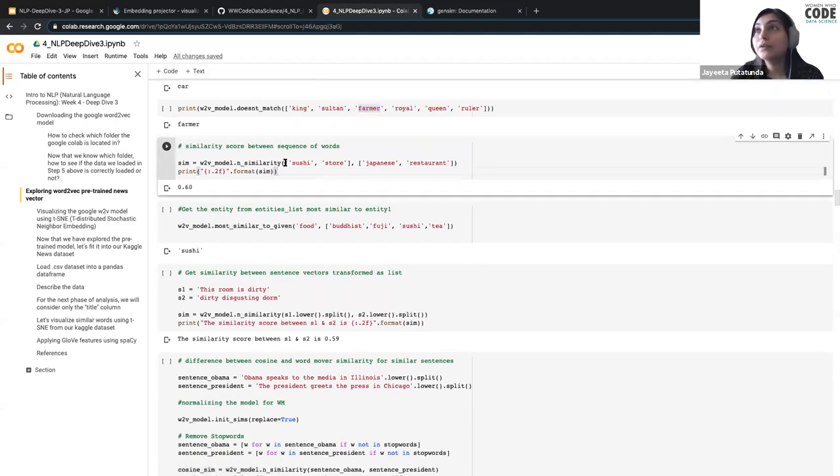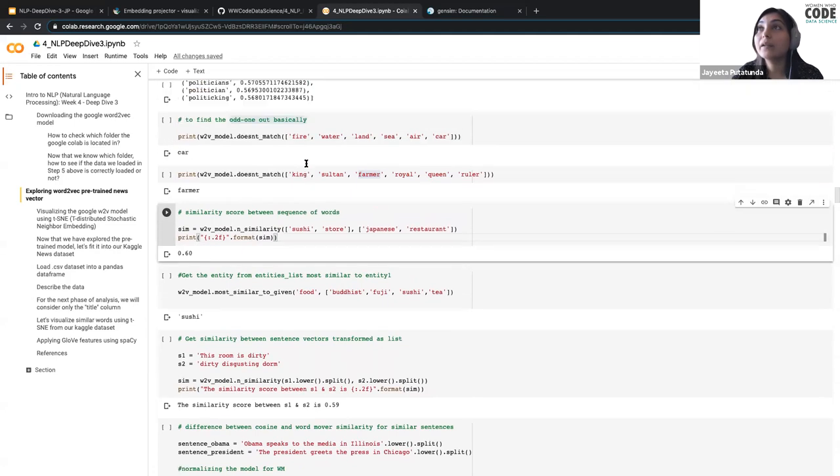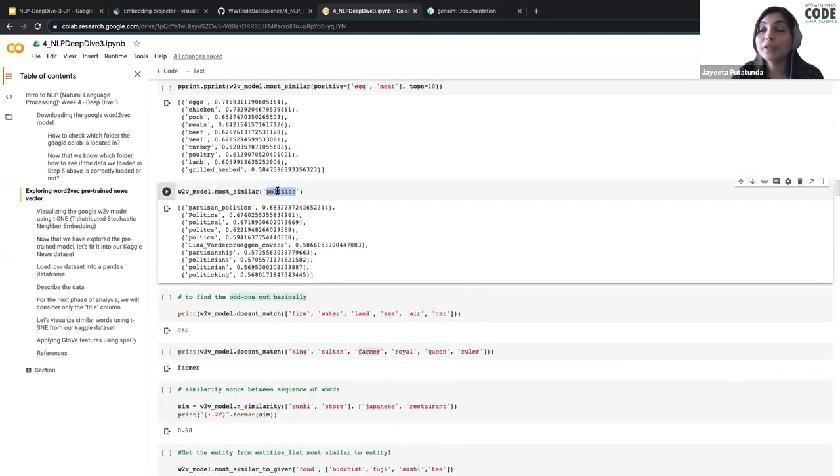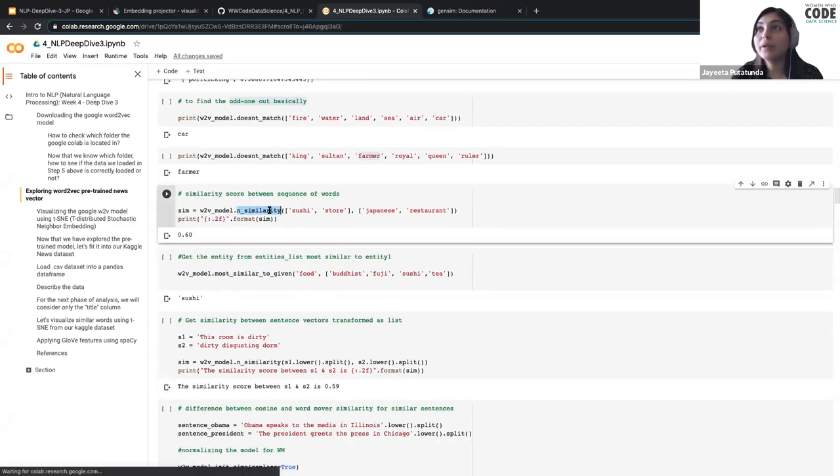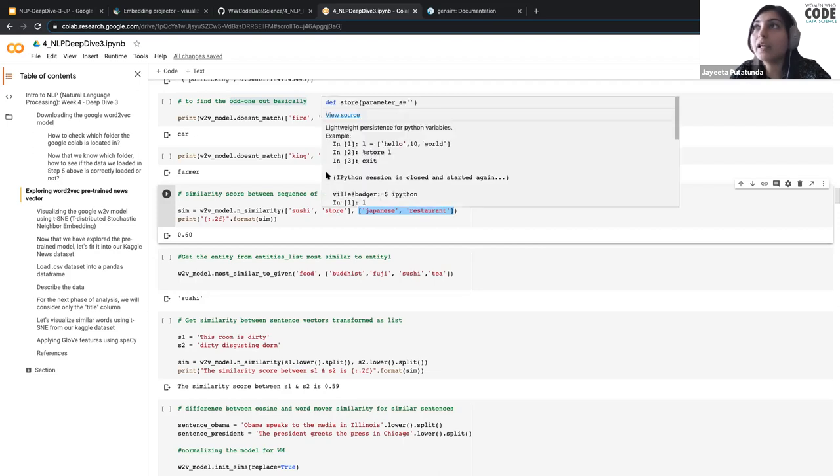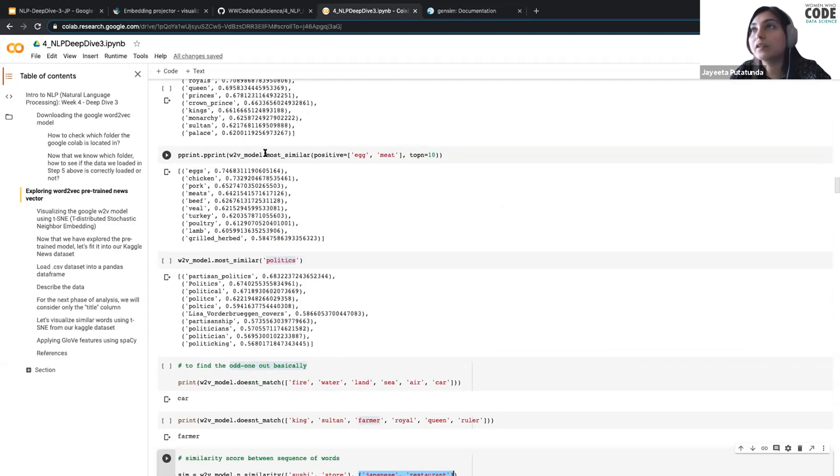You can also do a similarity score between sequences of words. Here we were utilizing most similar if we have one particular token or term. In this case, you can do n similarity. So basically you pass, say, two sentences. It can be two big sentences. It'll give you the similarity score between this list of strings, which is sushi and store, and this list of strings, which is Japanese and restaurant. And you get a similarity score of 0.6, which is pretty good and gives you the idea that they are kind of similar. Not necessarily all Japanese stores are sushi stores, so that's the penalty, because Japanese restaurants have many other closer terms than sushi and store that we saw how we can get from this most similar format here.